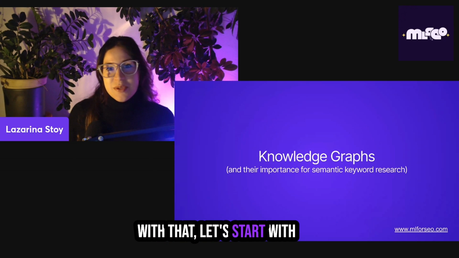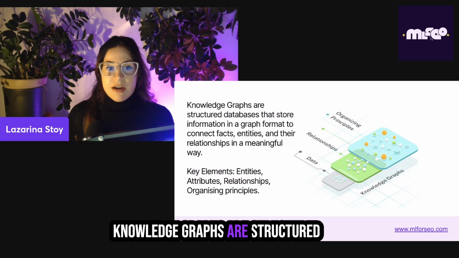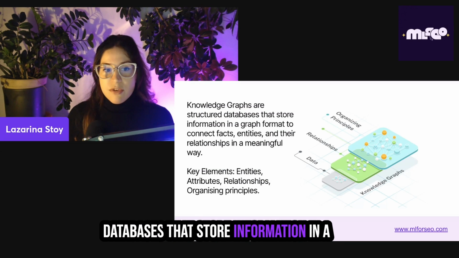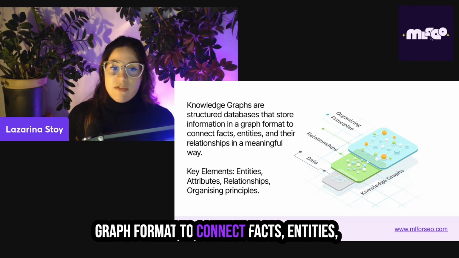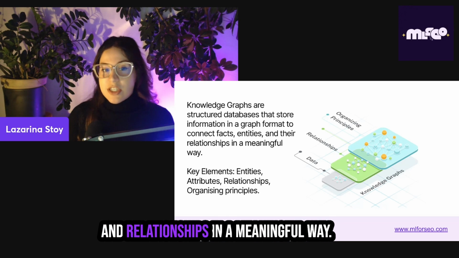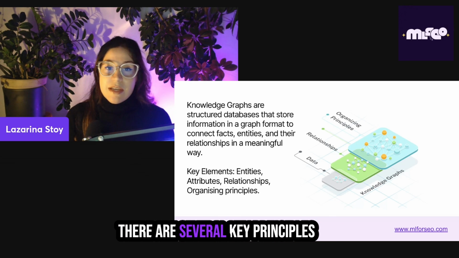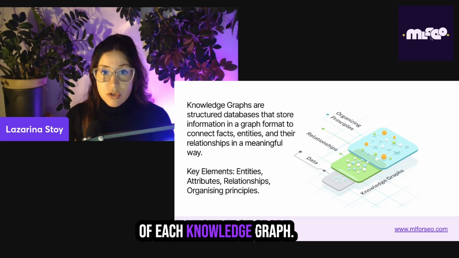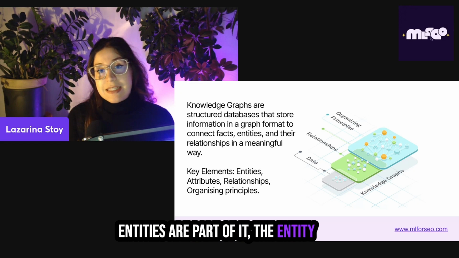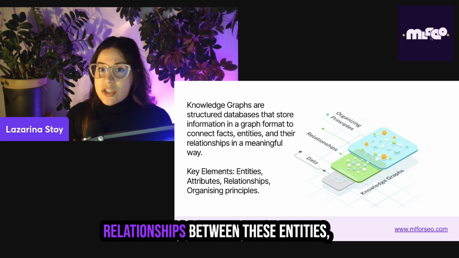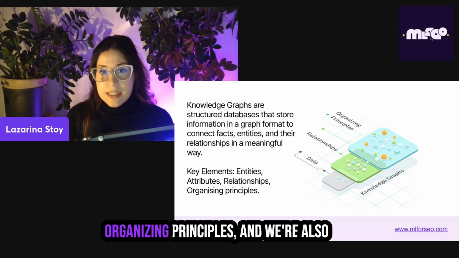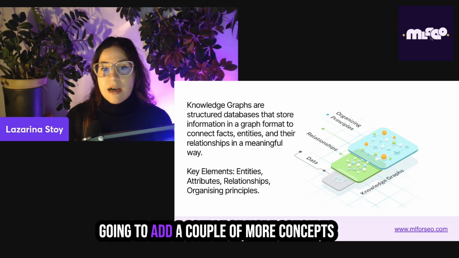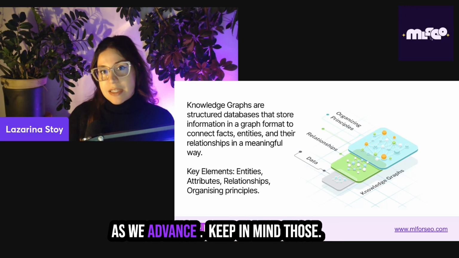With that, let's start with what knowledge graphs are. Knowledge graphs are structured databases that store information in a graph format to connect facts, entities, and relationships in a meaningful way. There are several key principles of each knowledge graph. Entities are part of it. The entity attributes is another part. The relationships between these entities, organizing principles, and we're also going to add a couple more concepts as we advance. Keep those in mind.